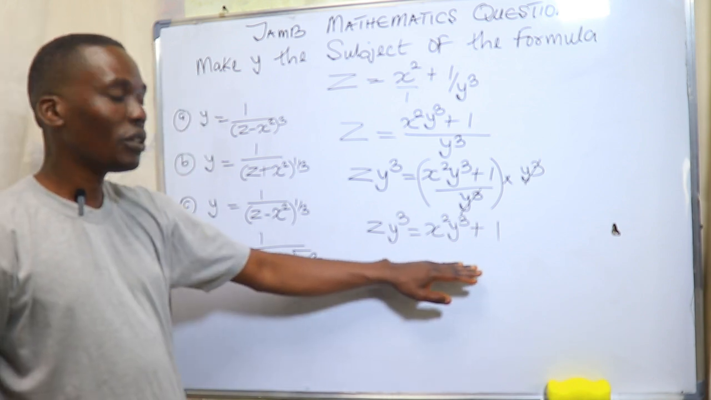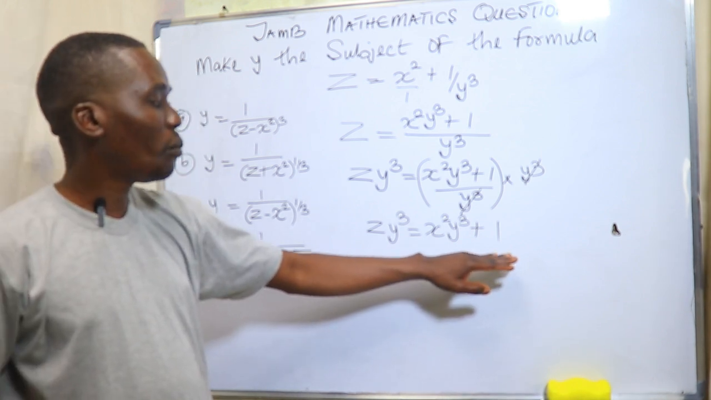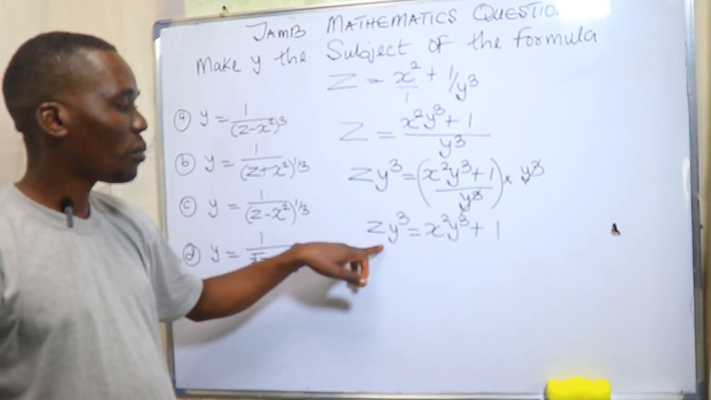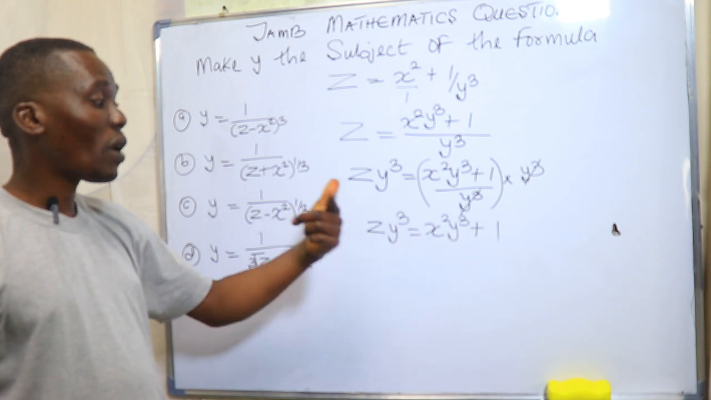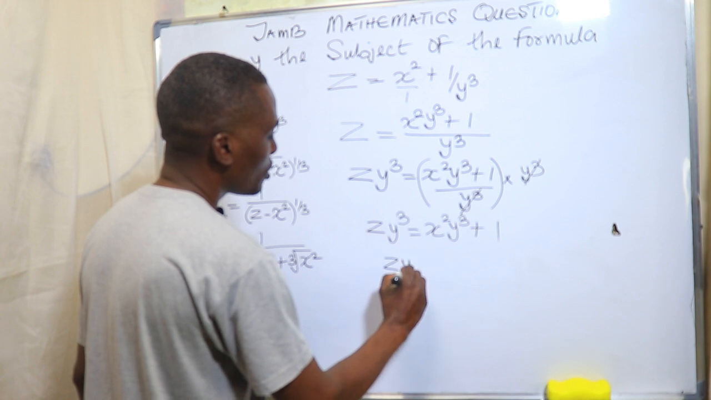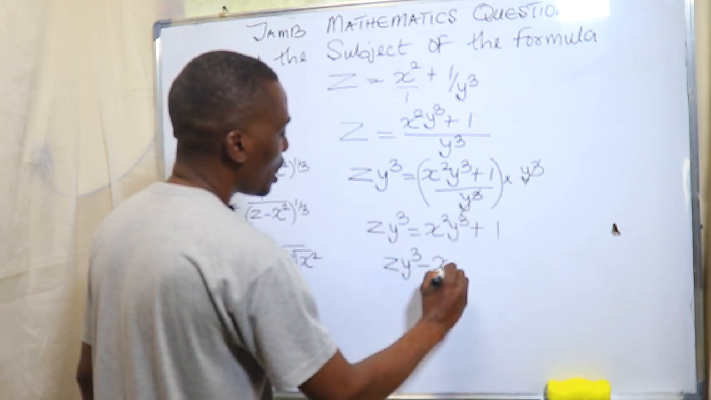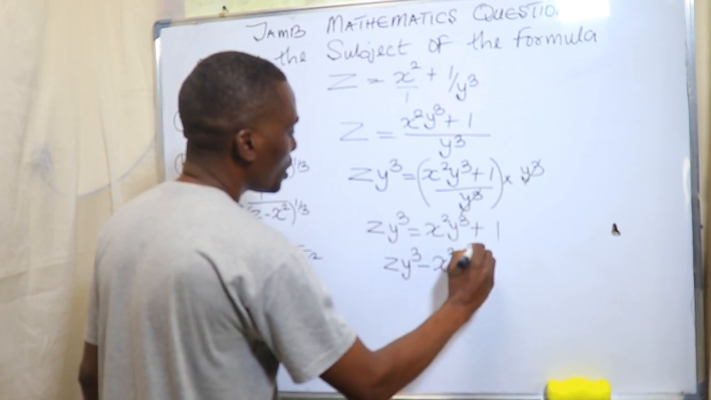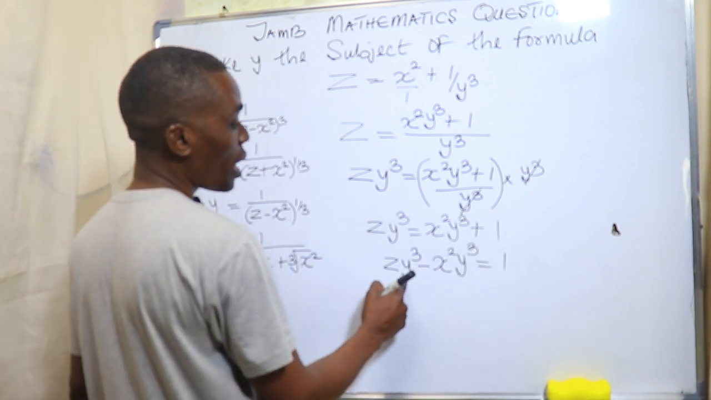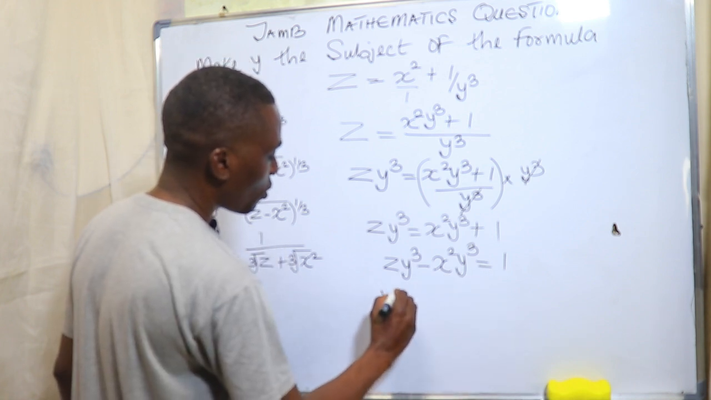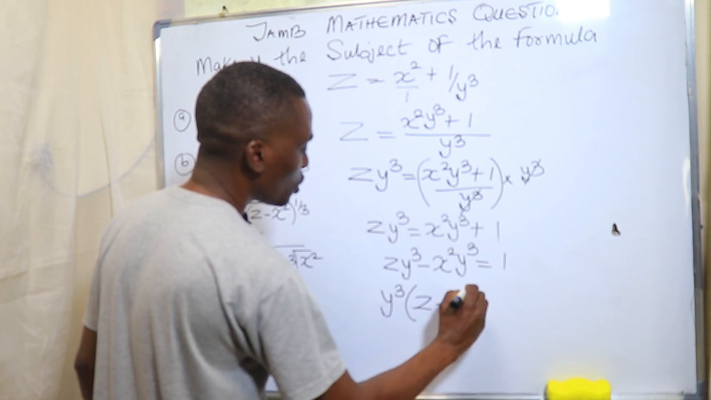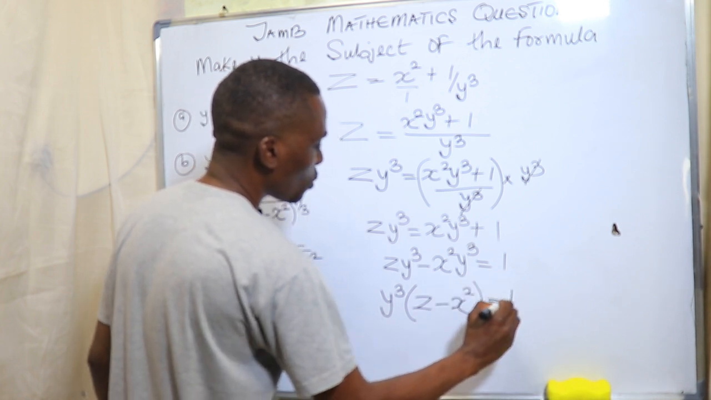So you see now, say we don't arrive somewhere. So what I will do is I will bring these ones together. Since I get y to the power of 3 here and I get y to the power of 3 here, what I want to find now is y to the power of 3. So if I bring that one here, I will get z y to the power of 3 minus x squared y to the power of 3. That one will be equal to 1. Because y to the power of 3 is common, I will bring y to the power of 3 aside. So I will get z minus x squared, and this one will be equal to 1.